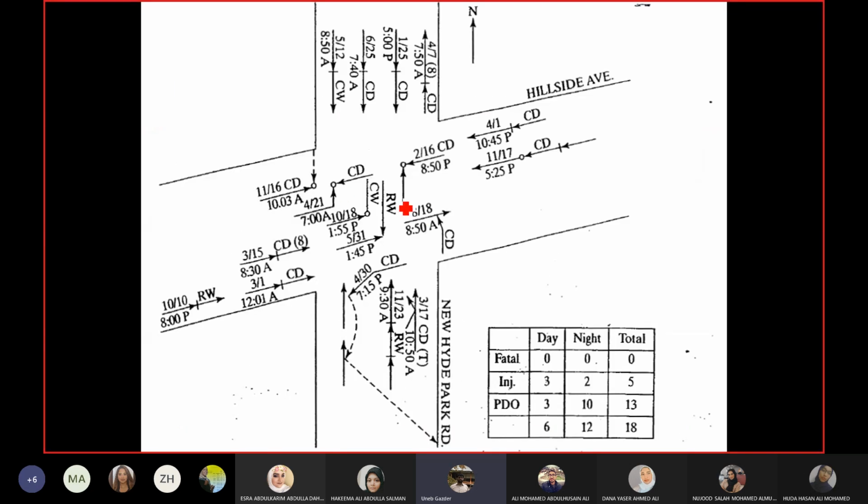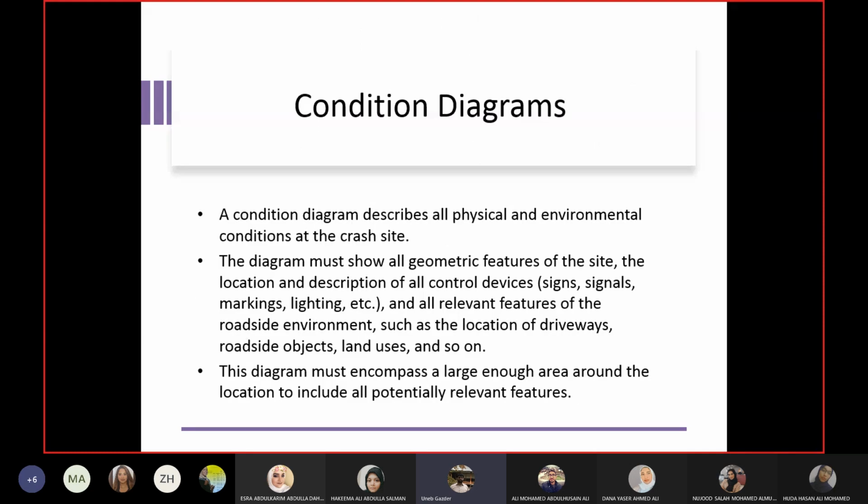So if I say I will only go up to 100 feet on each direction, then you will collect data for the condition up to 100 feet. But if you say I will go up to 200 feet, then you have to collect data up to 200 feet for the condition of the site. So there is no fixed distance up to which the condition diagram should be. It will depend upon your initial judgment to identify the features which are causing the accidents at your site.